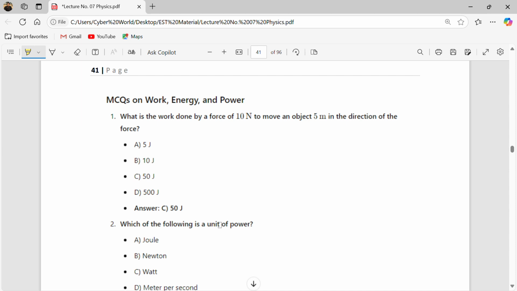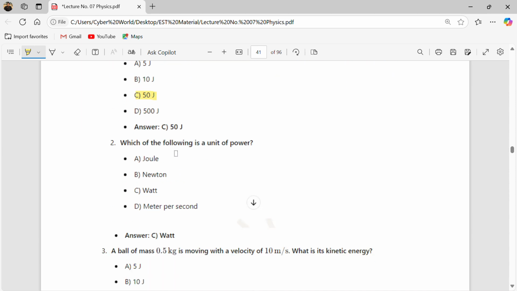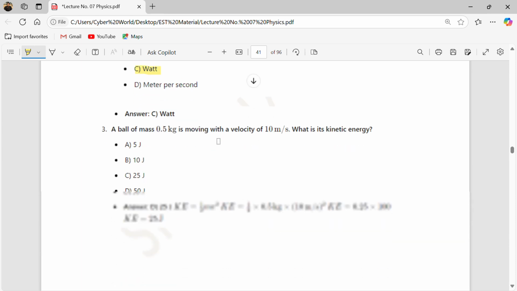Let's start. What is the work done by a force of 10 Newton? You have to find the work done. Force is mentioned as 10 Newton, and displacement is also mentioned, which is 5. The formula of work done is W equals F dot d. So multiplying 10 by 5, you will get the answer, which is 50 joules. Which of the following is a unit of power? We know that the watt is the unit of power.